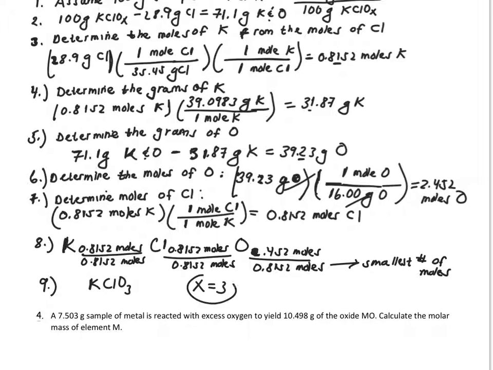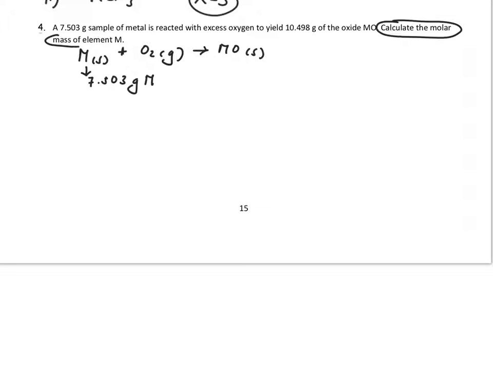is equal to 3. In problem 4, we have a metal that is reacting with oxygen gas to produce a metal oxide. So this is a sketch of the chemical reaction that's occurring. And we have 7.503 grams of our metal. What we want to find in this problem is the molar mass of this metal.